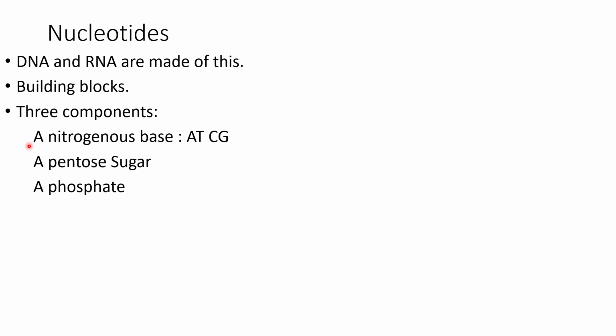The first is the nitrogenous base, which are adenine, thymine, cytosine, and guanine. For the RNA, in place of this T, it would be uracil, that is U. The second important component for the nucleotides in DNA is a pentose sugar, and the third one is a phosphate.